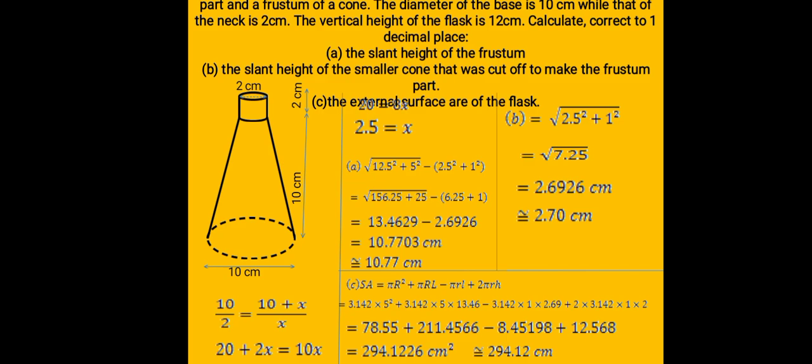The figure below represents a conical flask. The flask consists of a cylindrical part and a frustum of a cone. The diameter of the base is 10 centimeters, while that of the neck is 2 centimeters. The vertical height of the flask is 12 centimeters. Calculate, correct to one decimal place, the slant height of the frustum, the height of the smaller cone that was cut off to make the frustum part, and the external surface of the flask.